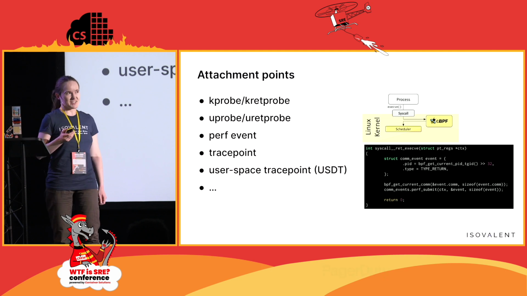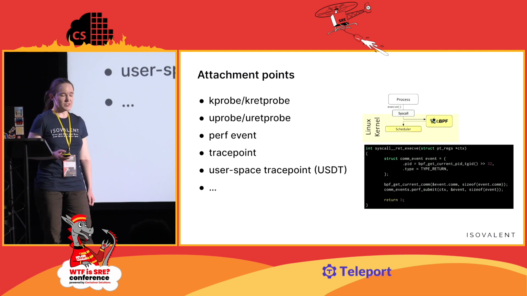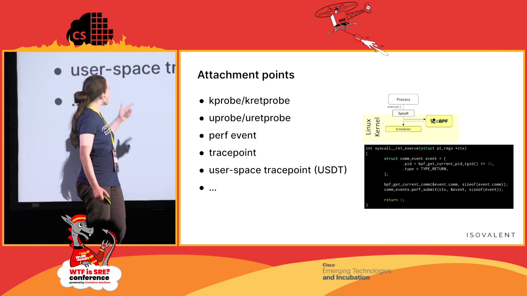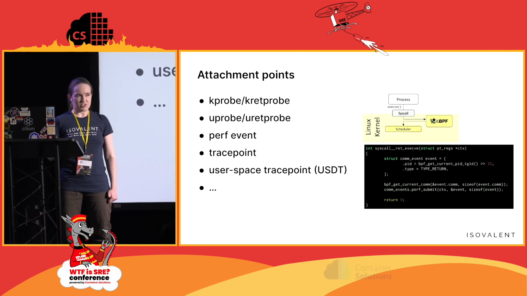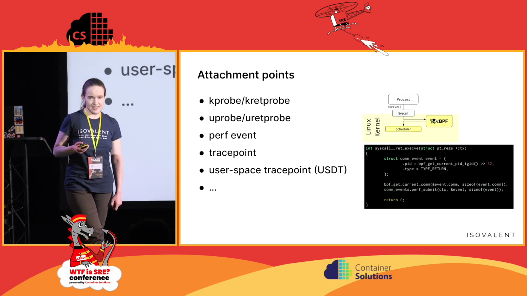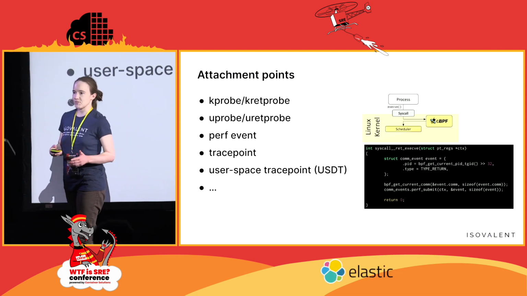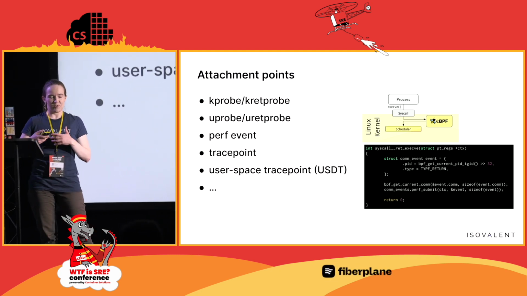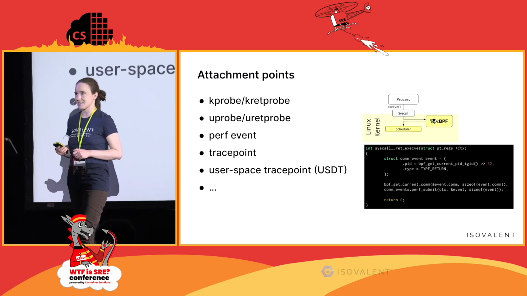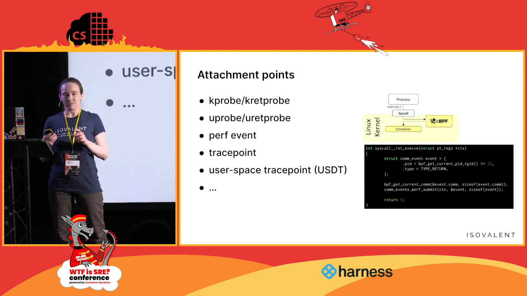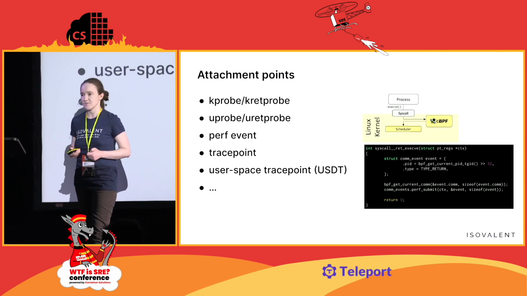So eBPF programs are attached to events, and there are many, many different kinds of them. The few ones that are most relevant for observability, I would say, are listed here. So there are kprobes and kretprobes, kernel probes, which allow us to attach events to kernel functions defined in the Linux kernel. There are uprobes and uretprobes that are their counterparts for user space functions. The ret version of these attachment points are executed on return when the function returns, and kprobes and uprobes when the function executes, when it starts.